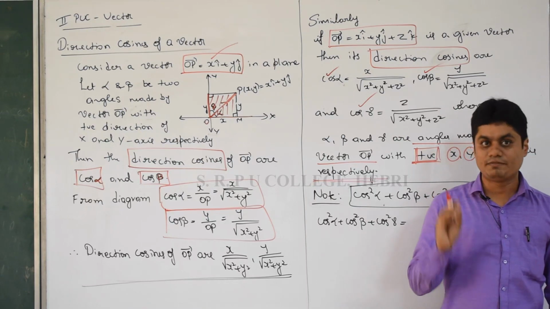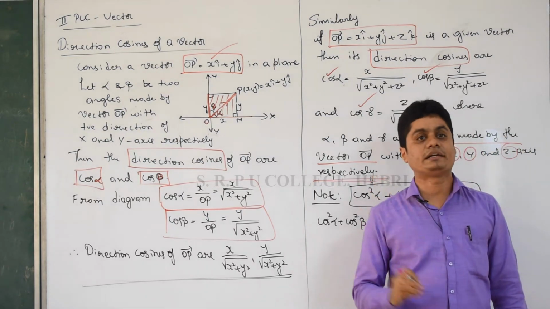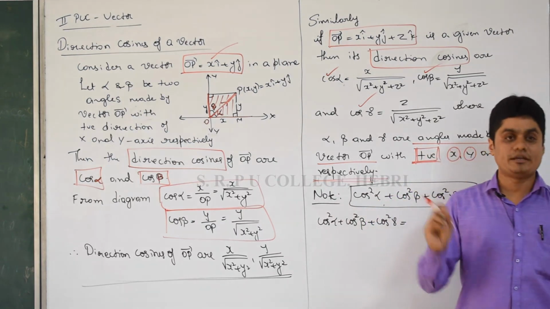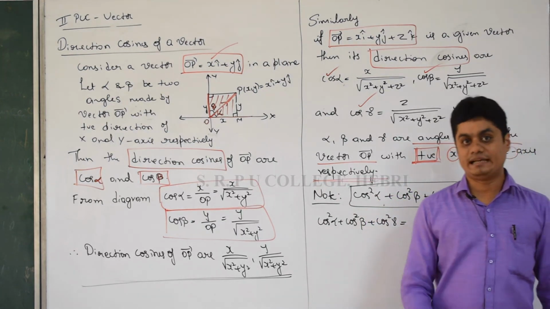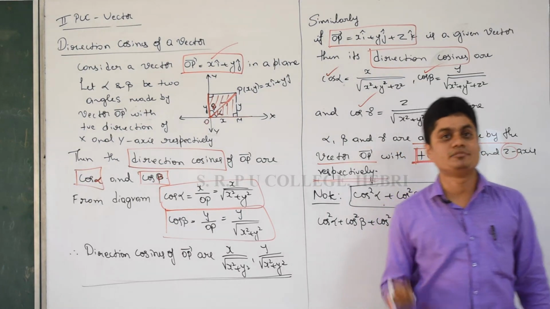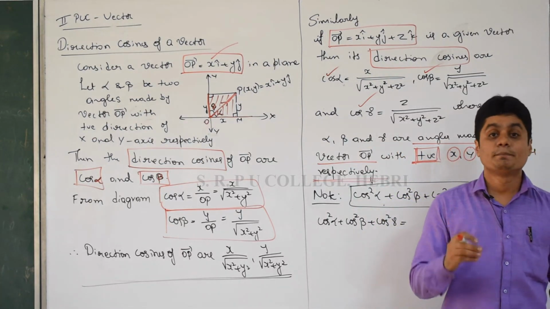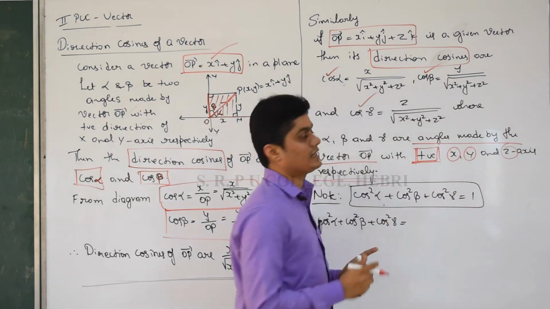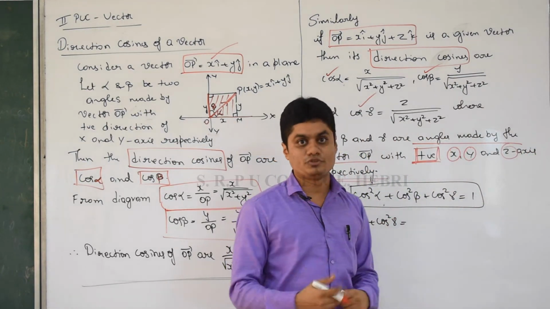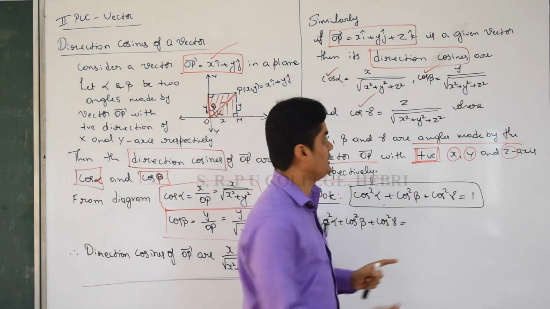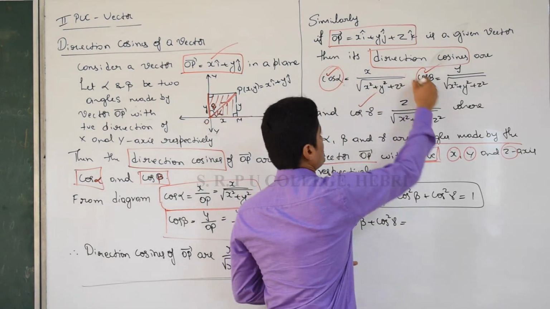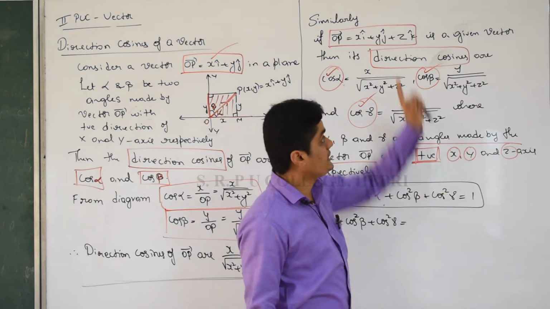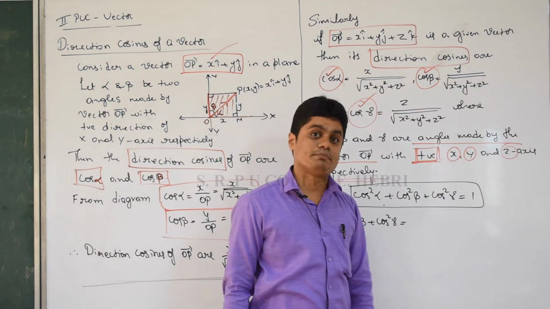Do you understand? Alpha must be the angle made by the vector along the positive direction of x axis. Beta must be the angle made by the vector along with the positive direction of y axis, and gamma must be the angle made by the vector along with the positive direction of z axis. The order must be the same. So when alpha, beta, gamma are the angles made by the vector along with the positive direction of x, y, z axis respectively, then cos alpha, cos beta and cos gamma are called the direction cosines of the three-dimensional vector xi plus yj plus zk.